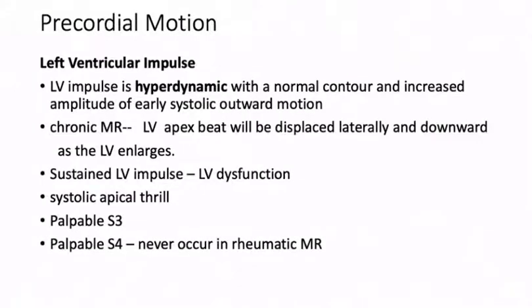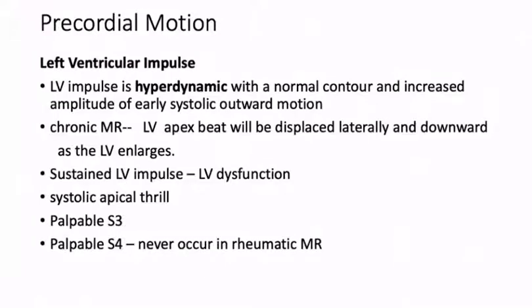Coming to the LV impulse, the apical impulse is LV type. It is hyperdynamic because of the volume overload, the contour is normal, and there is an increased amplitude of early systolic outward motion. So it is a hyperdynamic pulse.